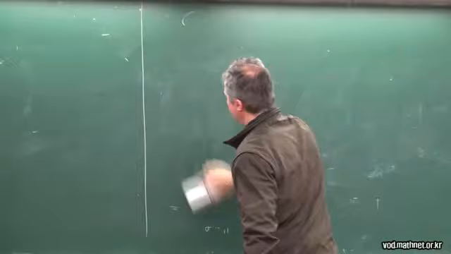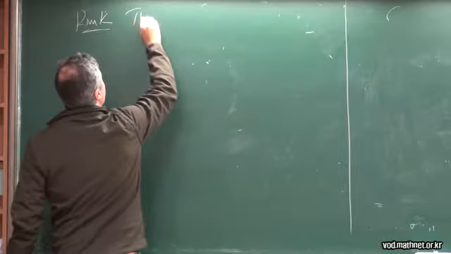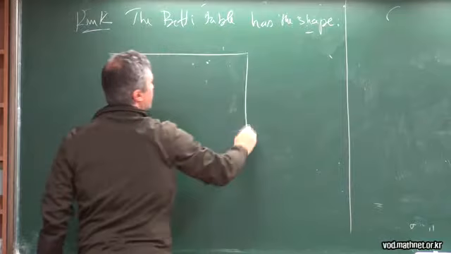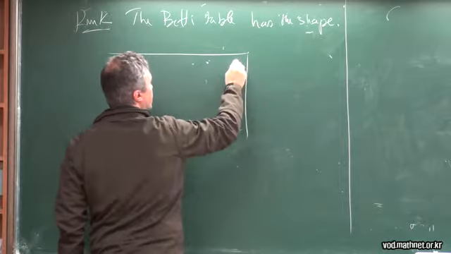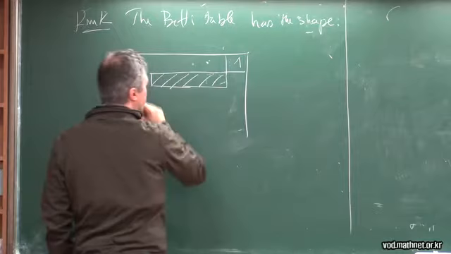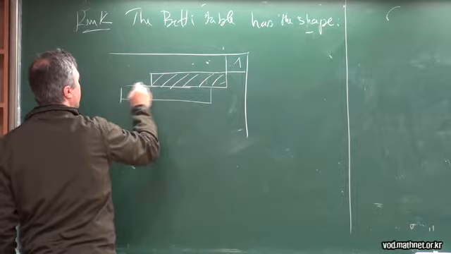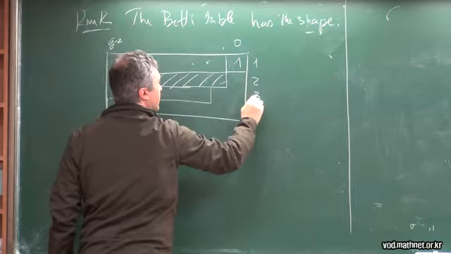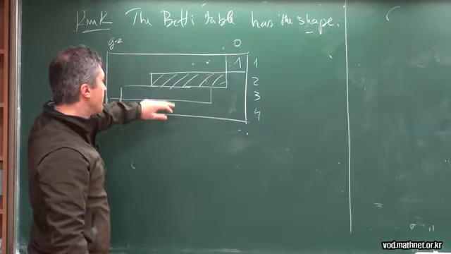So the Betti table has the following shape. We start from the upper right corner. So we have a 1. Then we might have a block of non-zero syzygies here. And then something here. It will stop at g minus 2. This is 0, this is 1, 2, 3, 4. And this is 1. Well, it has basically 4 rows. It has g minus 3 columns.